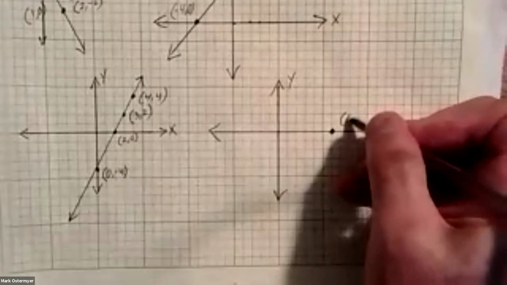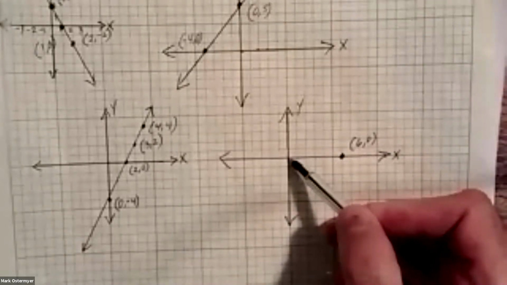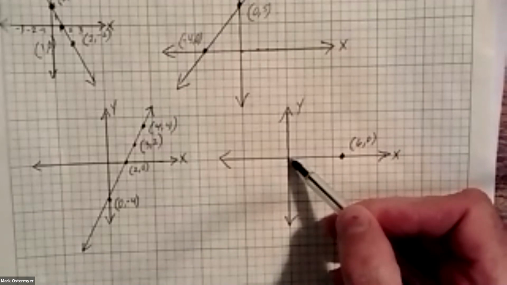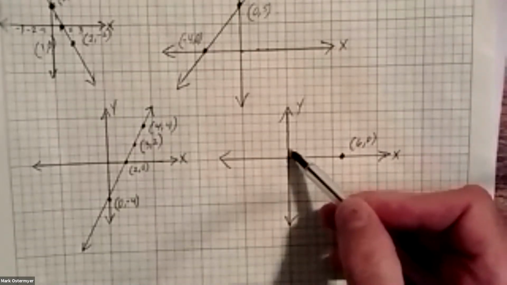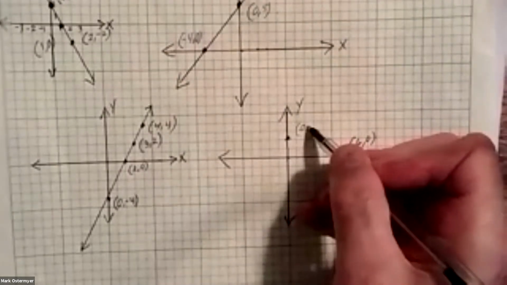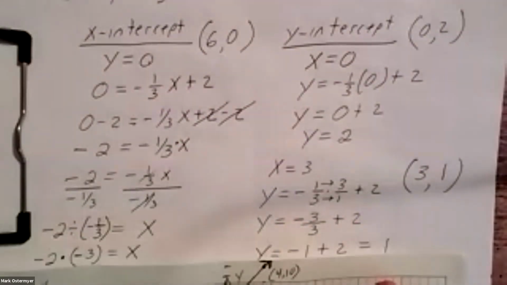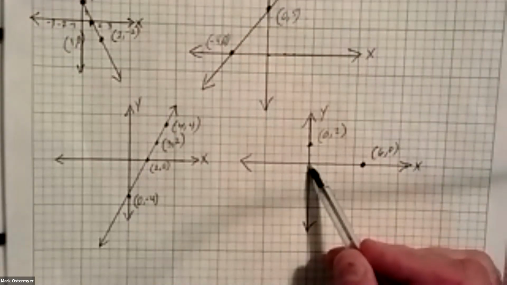Okay, so that's 6, 0. Let's plot the y-intercept, which is 0, 2. Start at the origin, and how do I move? Up 2. Stay on the y-axis since my x coordinate is 0, and just go up 2. 1, 2. There's my y-intercept, 0, 2. Finally, let's plot our third point, which was 3, 1. Start at the origin, and how do I move to plot 3, 1?